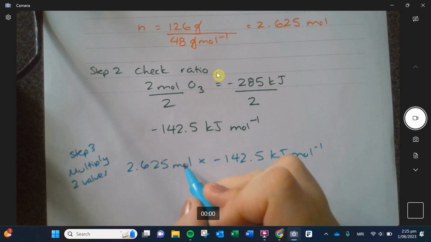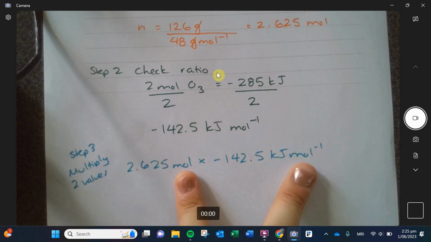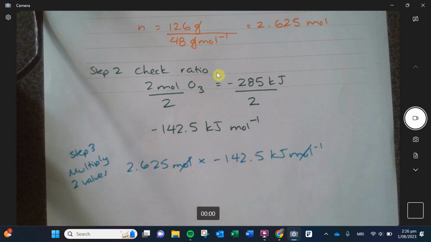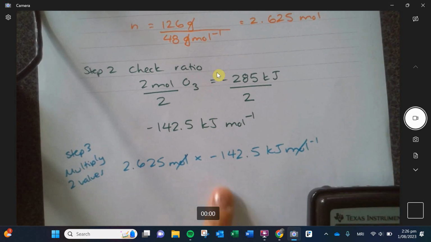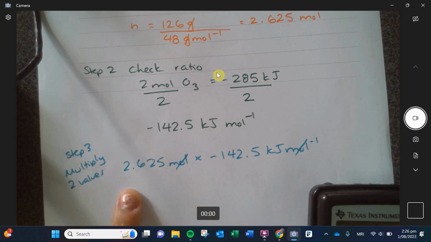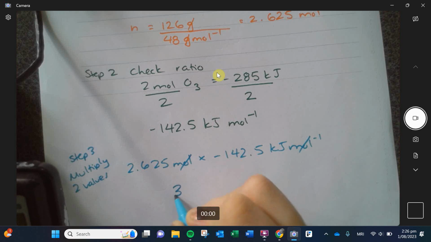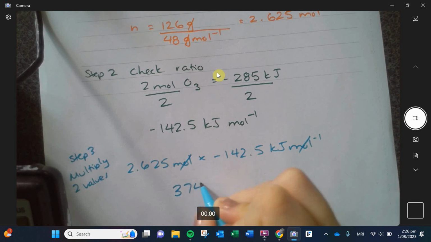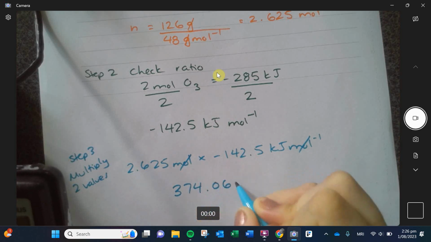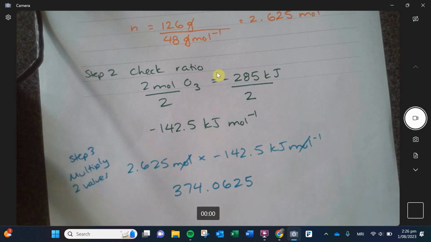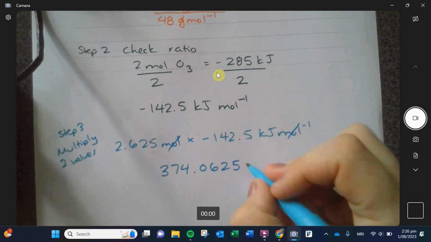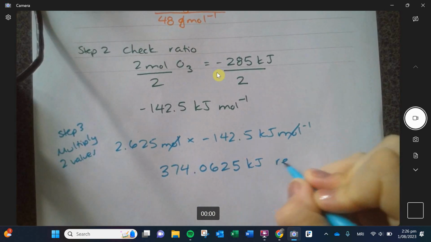So I do those 2. I like to write my units down to double check I'm doing things correctly. I see the mole and the mole cancels out, which is good because I do want my answer in kilojoules. So I take that number and I get 343.0625. And I can write that that's kilojoules released.